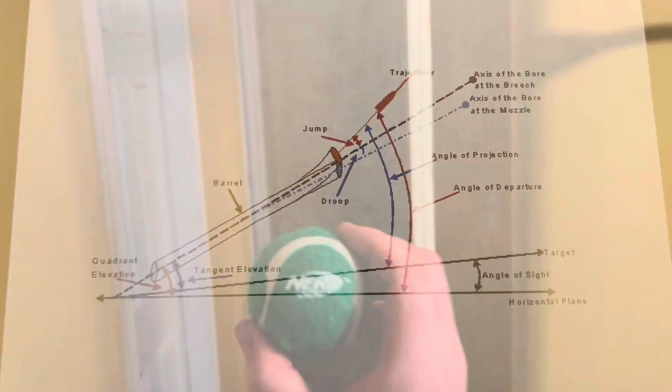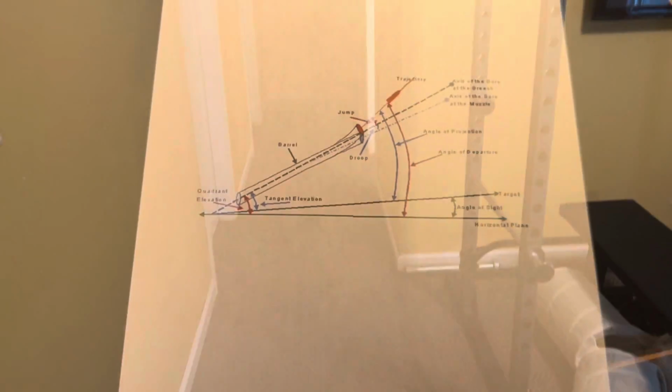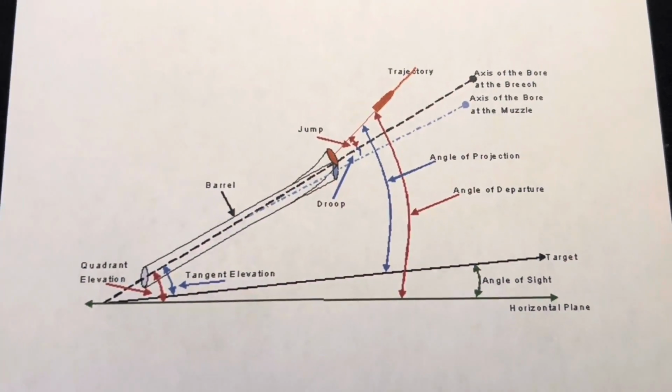Next, we have vertical angles, which in ballistics is pretty key in accurate long-range shooting as well as indirect fire. Here is a simple schematic I found that sort of explains it.